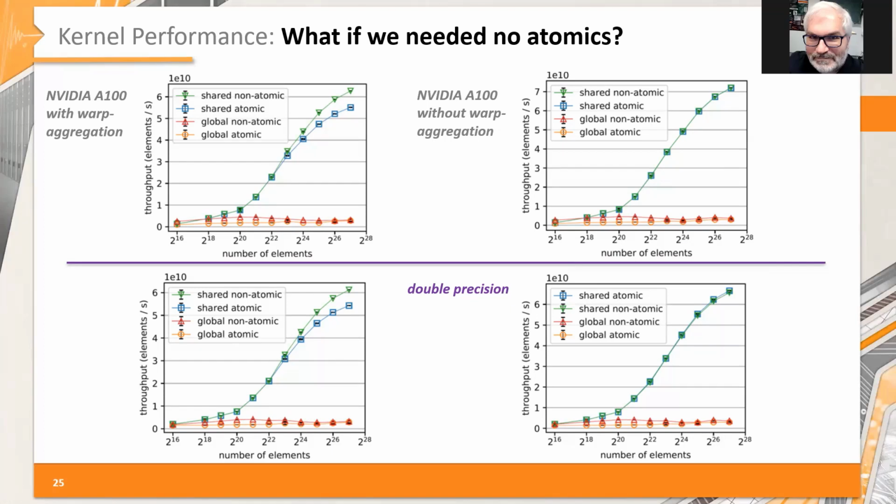I have a question. Yeah. So these performance numbers look like they should saturate at some number of elements of the order of 2 to the 30 or something. Yeah. Can you estimate the level at which it should saturate?